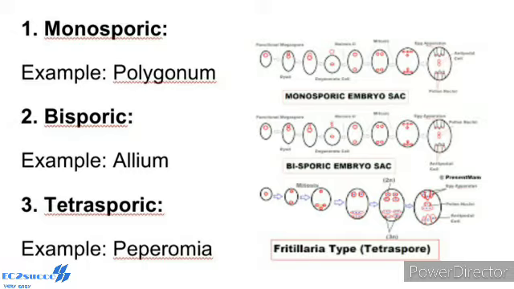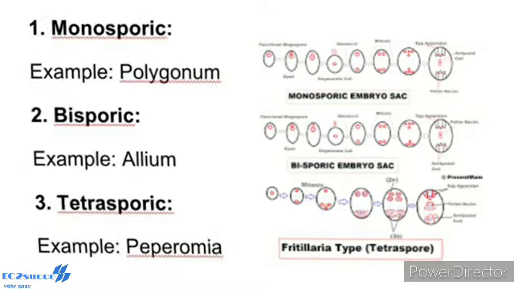Example, Polygonum. Another one, bisporic. Of the 4 megaspores formed, if 2 are involved in the embryo sac formation, the development is called bisporic. Example, Allium. Third one, tetrasporic. If all the 4 megaspores are involved in embryo sac formation, the development is called tetrasporic. Example, Peperomia. So, an ovule generally has a single embryo sac. The development of the embryo sac may be of the Polygonum type.